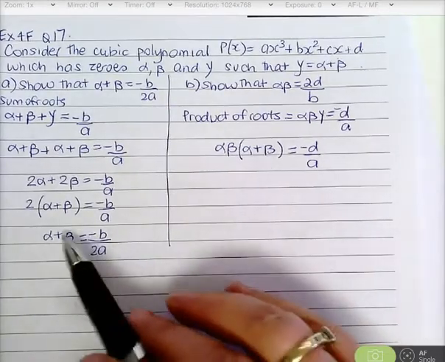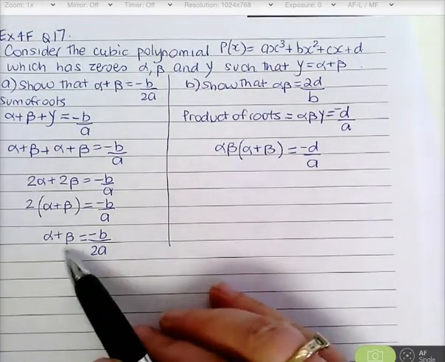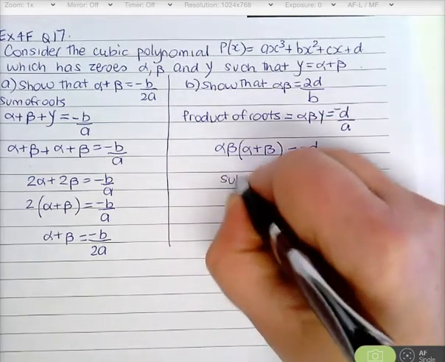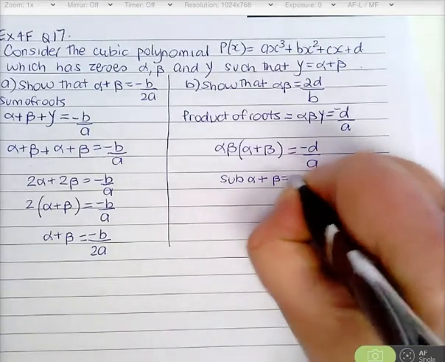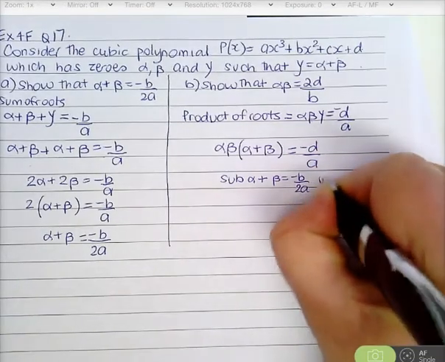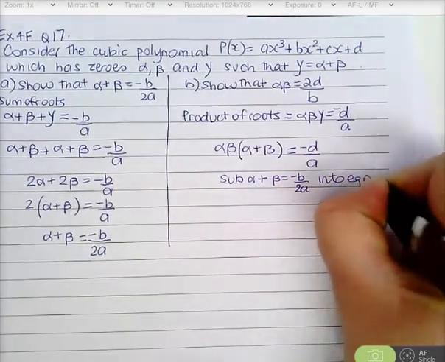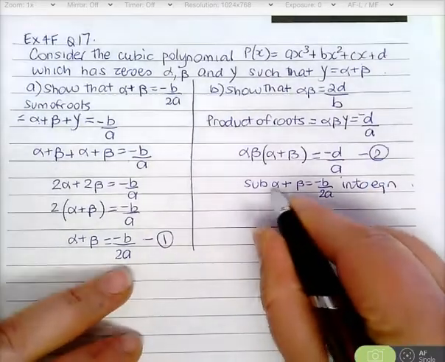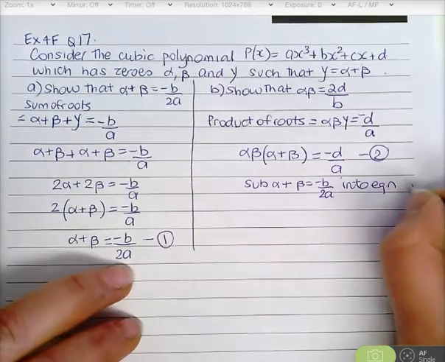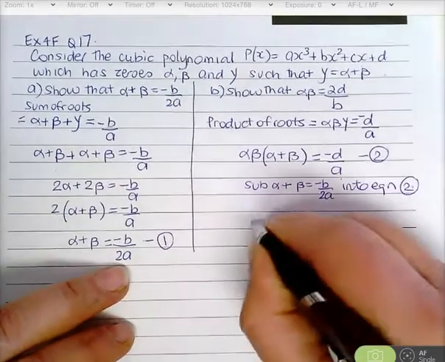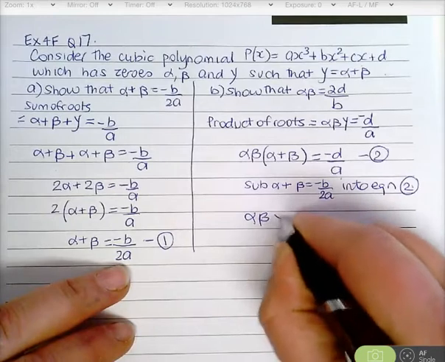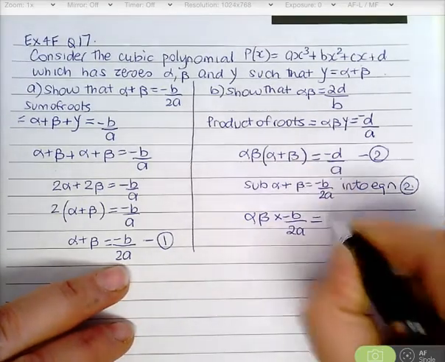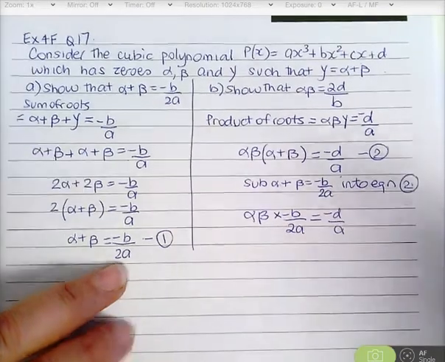Now, from part A, we know that alpha plus beta is minus b on 2a. So I'm going to sub alpha plus beta is minus b over 2a into my equation above. It's equation 1, and I call that equation 2. I'm going to sub alpha plus beta is minus b on 2a into equation 2, and I'll get alpha times beta times minus b over 2a is minus d over a.